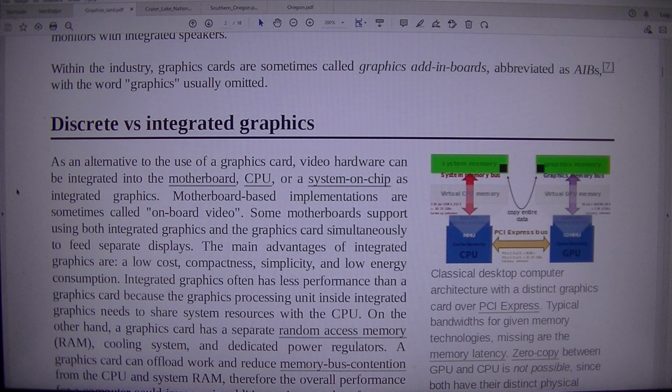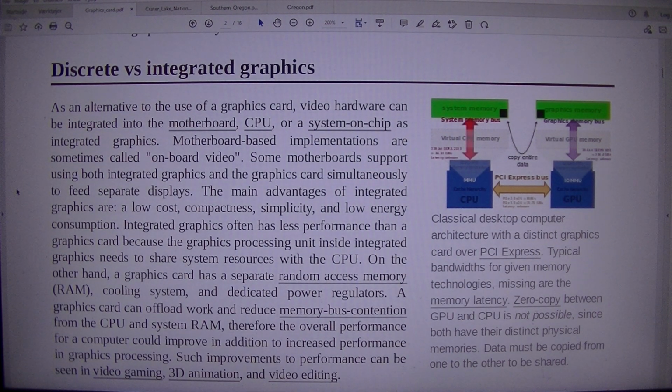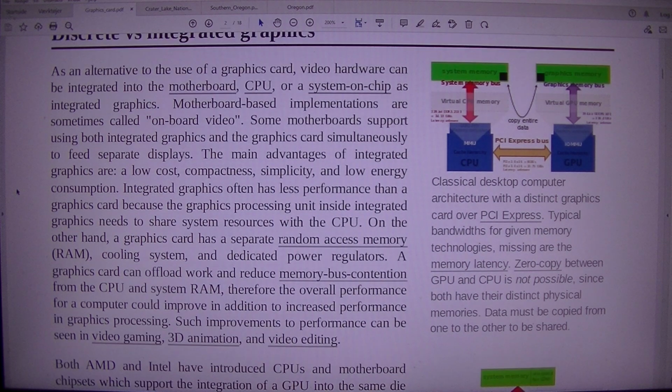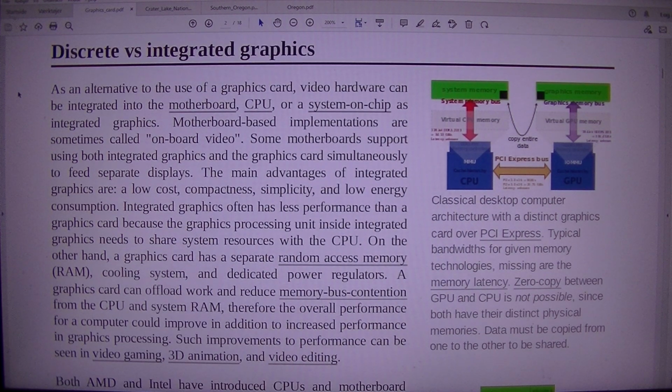Discrete vs integrated graphics. Classical desktop computer architecture with a distinct graphics card over PCI Express. Typical bandwidths for given memory technologies, missing memory latency. Zero copy between GPU and CPU is not possible, since both have their distinct physical memories. Data must be copied from one to the other to be shared.